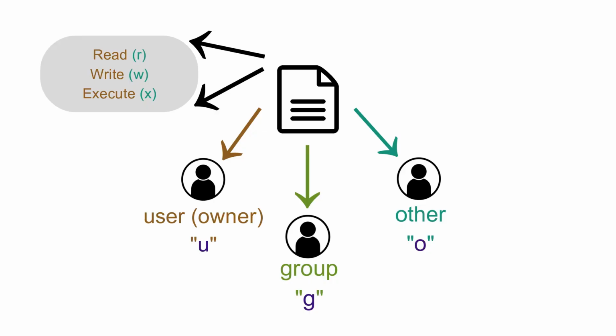Read permission is represented as a small r, which shows whether a user can read the content of the file or not. Write permission is represented as a small w, which means whether a user can write in the file, such as delete, modify the content of the file, or edit it, or not. Execute permission is represented as a small x, which shows whether a file is executable or not.